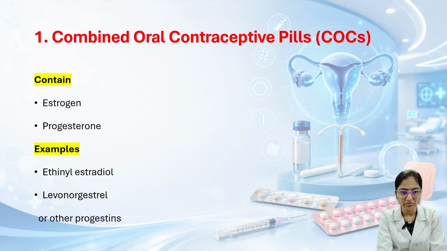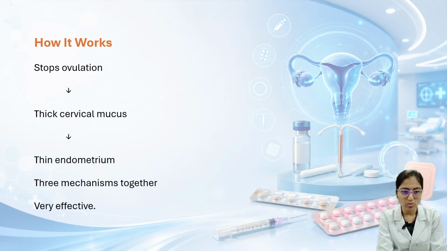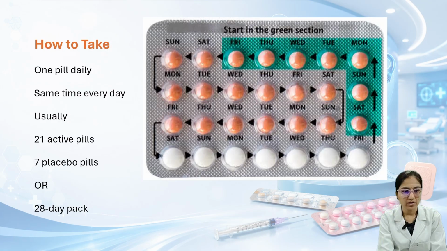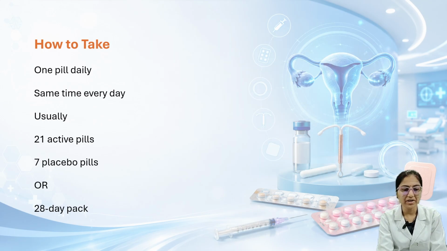How does it work? We'll see the mechanism. It stops ovulation, thickens cervical mucus, and thins the endometrium. Three mechanisms together, so it's a very effective one. And then how to take? One pill daily, at the same time every day. Usually 21 active pills and then 7 placebo pills, that is sugar pills, or a 28-day pack.